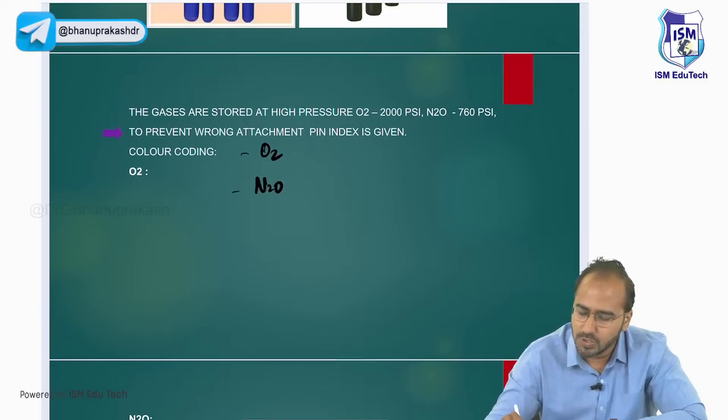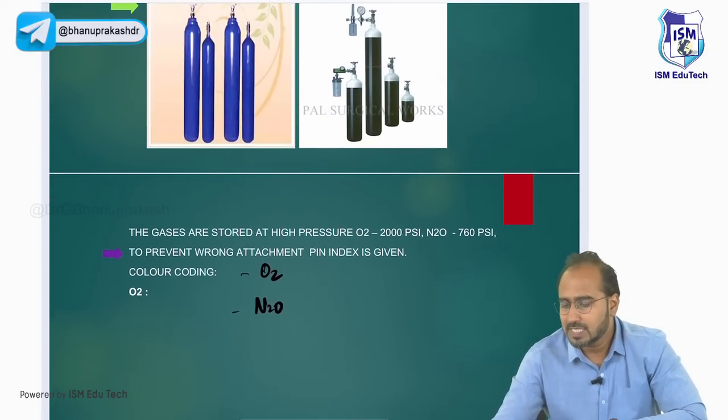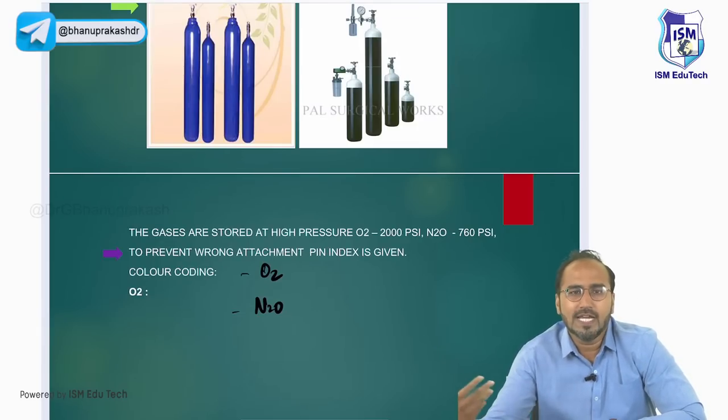What's the color coding for oxygen? Just look over here, guys. If I have a bodyguard with me, my bodyguard will be wearing a black color safari suit. On the black safari suit, most of the time in north parts, they will have white collars. Yes or no? So my bodyguard will wear a black safari suit with white collars. But why am I telling you this? Because for us, the bodyguard is oxygen. If oxygen is the bodyguard, it will be stored in what color cylinder, guys? Black body and white shoulders.